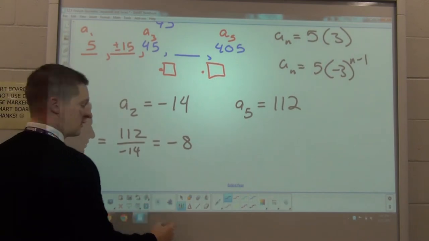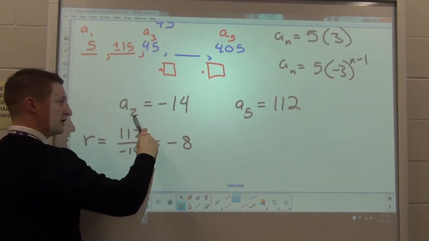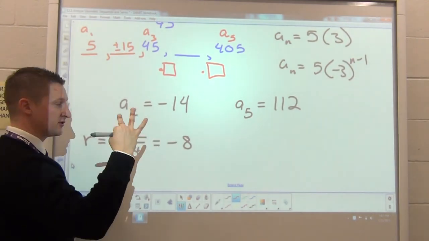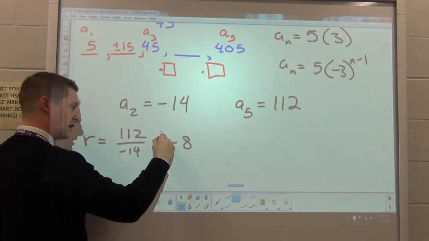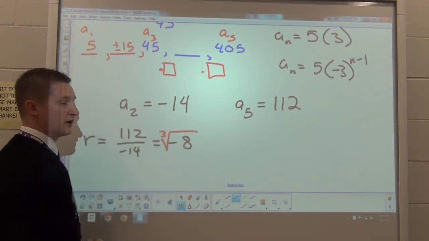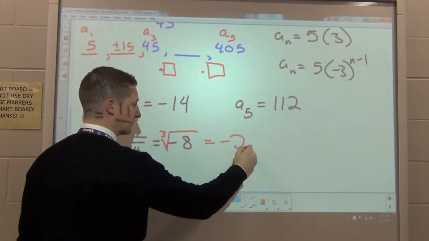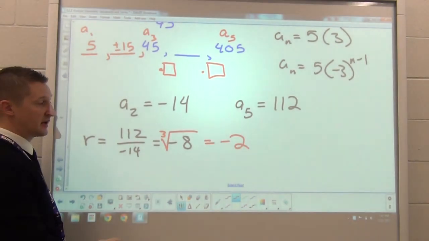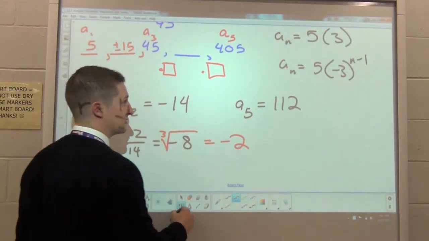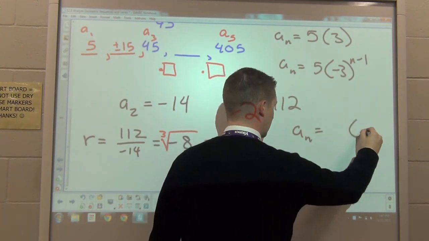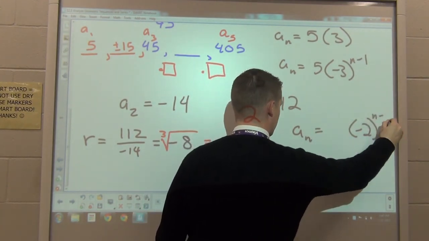Now, between the second term and the fifth term, that's a difference of 3 terms. Because it's a difference of 3 terms, I'm going to take the cube root of that ratio. See how that works? So the cube root of negative 8 is negative 2. So negative 2 is my common ratio. As I start to fill things in, here's my answer: a sub n equals, I know that negative 2 is going to be there raised to the n minus 1 power.